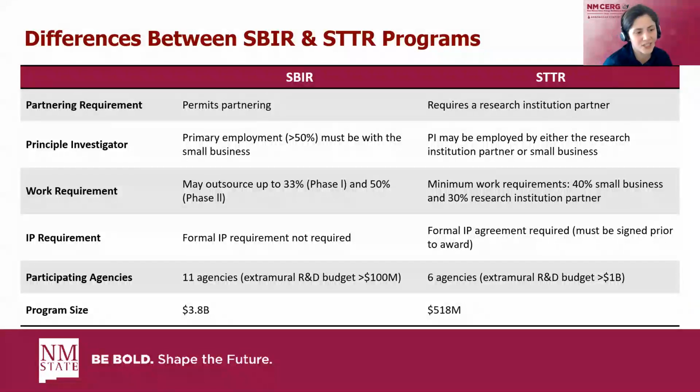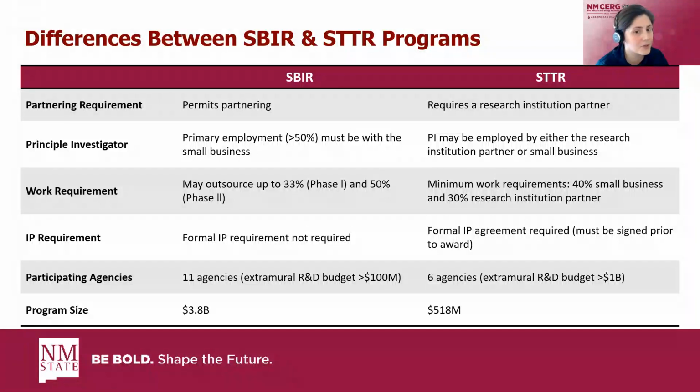Okay, and then I briefly touched on SBIR and STTR to talk about the differences just briefly on this slide here. So SBIR agencies have an R&D budget of greater than $100 million. STTR agencies have budgets that are greater than $1 billion. With SBIR, you are able to have a partner, but it is not required. The PI, or principal investigator, needs to be primarily employed by the small business at greater than 50%. So at least 20.1 hours per week. A regular work week is 40 hours.